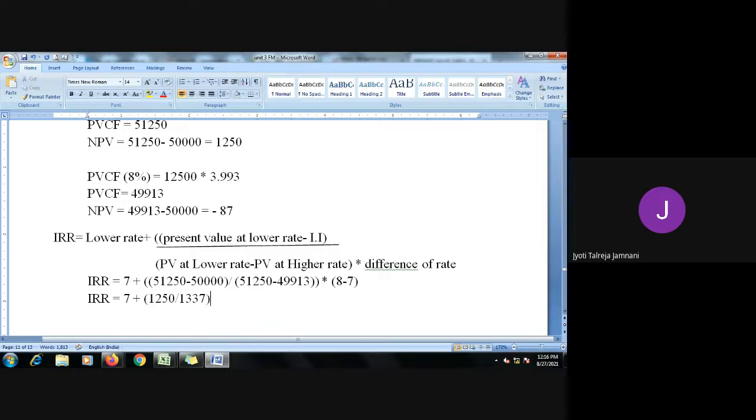So we need to divide this and then multiply it with 1. So 1,250 divided by 1,337, you get 0.93, into 1 is again 0.93. So IRR is equal to 7 plus 0.9349.